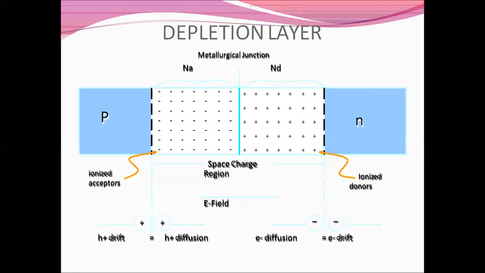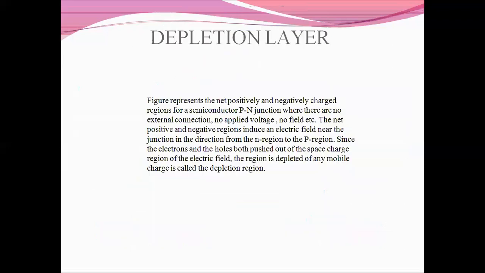A depletion layer is formed at the junction of the P-type and N-type semiconductor material. This is represented in the diagram. The junction which is formed is said to be the depletion layer. The ionized acceptors and donors are immovable at the metallurgical junction, which is called the space charge region. Now we are going to see what the depletion layer is.